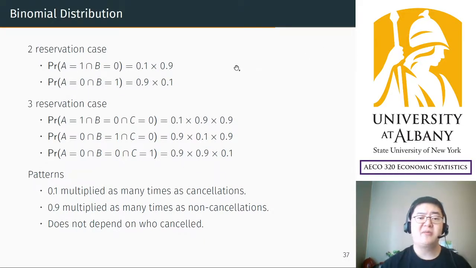So now then, let's think about the second part. When you have two reservations, what we had to calculate is probability A equals 1 and B equals 0, or A 0, B 1. What you need is just one 1 and the other is 0. A may be 1, B may be 1. And when you have three reservations, the idea is the same. You have one 1 and two zeros, right? The 1 could be A or B or C. So there are three different scenarios.